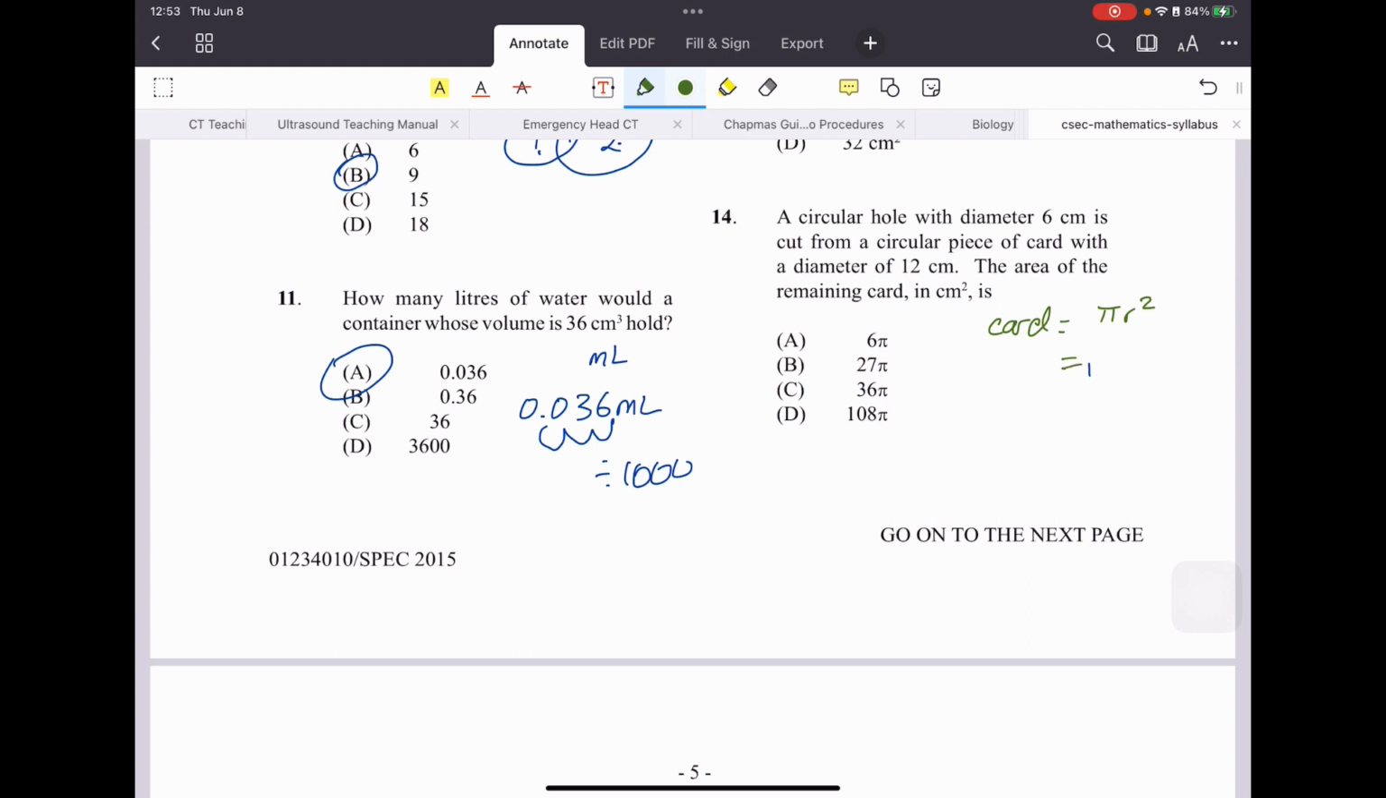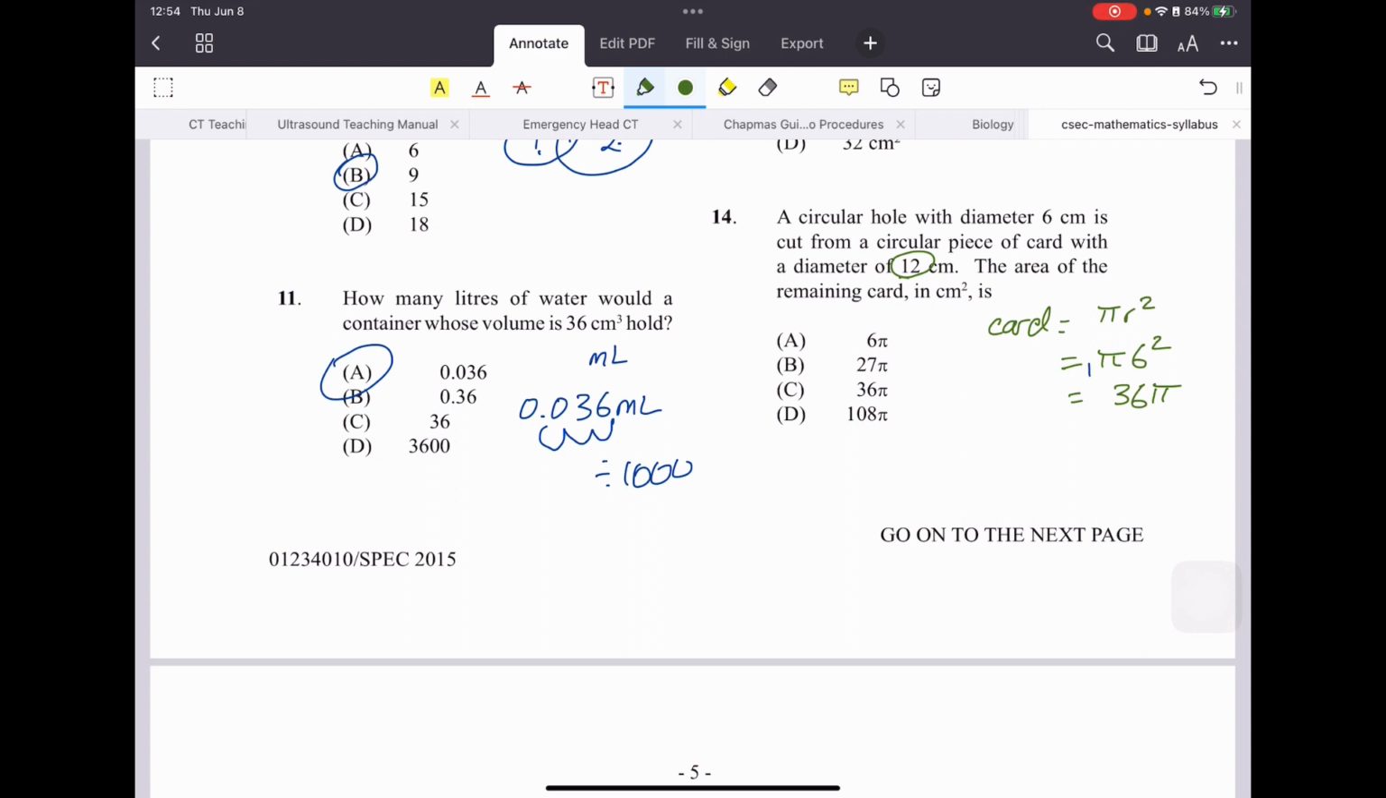Alright, so it's going to be pi, and since the diameter is 12, your radius will be 12 divided by 2, which is 6, okay? So it's going to be 6 squared, and we could say that this is 36 pi. Alright, there's no need to work out pi and all of that.